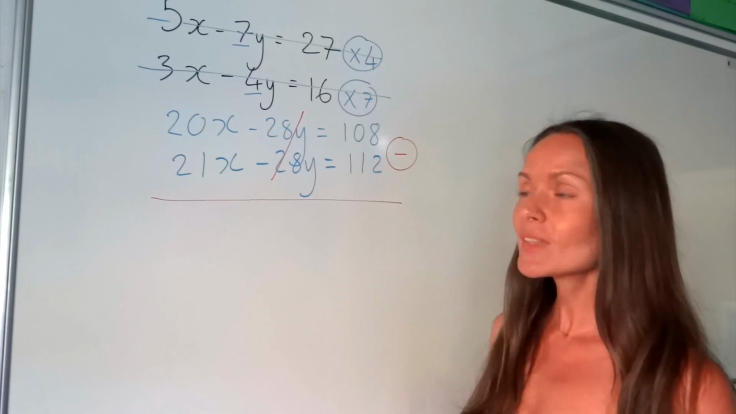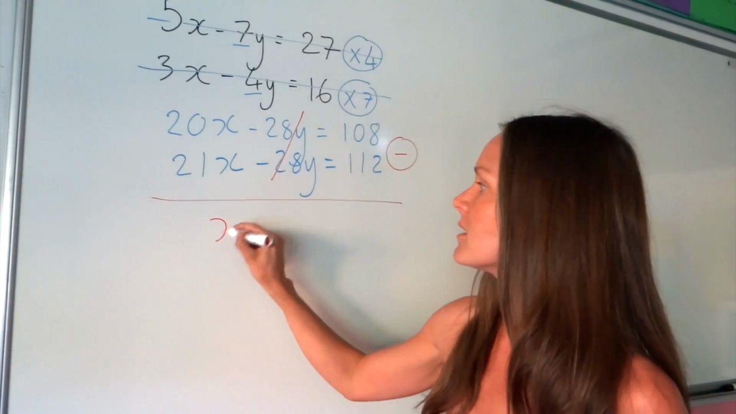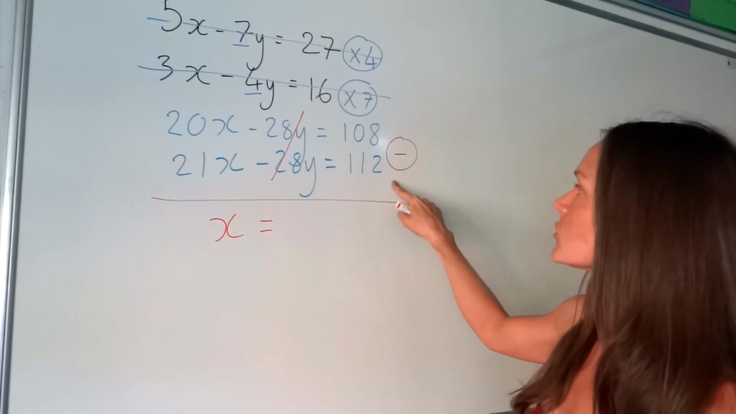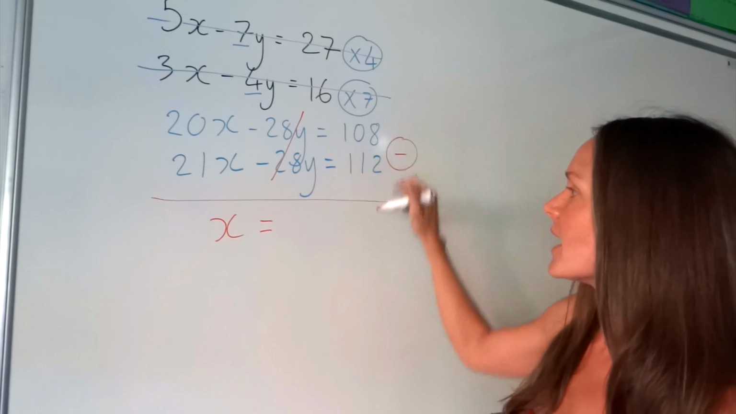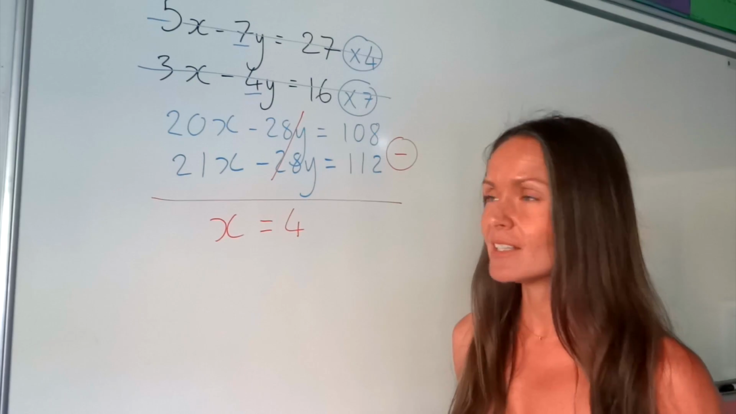the one above it. So 21x minus 20x, well that's just 1x. We know the y terms have gone to 0, and here 112 minus 108 is 4. So we've already found x. So actually that was quite an easy one.